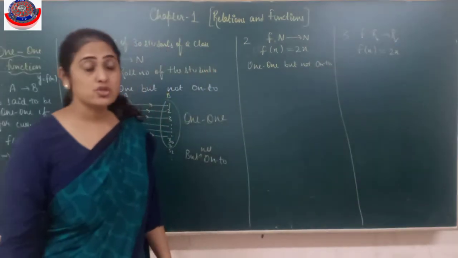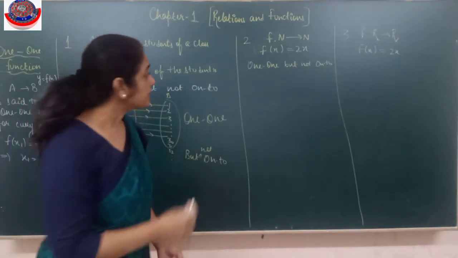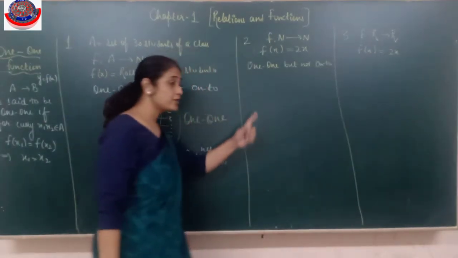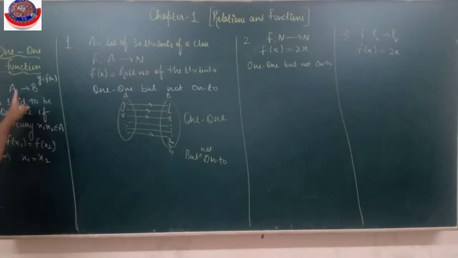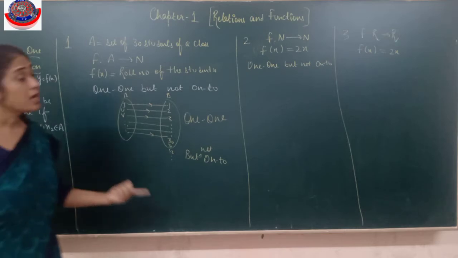Clear? 1-1 but not onto. Alright. Now when I talk about such kind of questions, we will do it by this definition. For 1-1, I'll take two elements in the first set. I'll assume their images to be equal. If the elements also come out equal, then it is 1-1. If the elements do not come out equal, they are not 1-1.